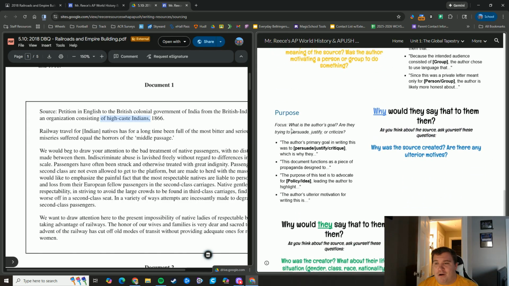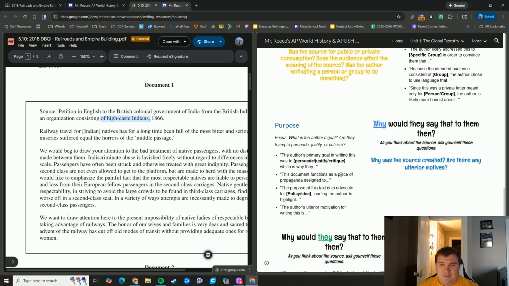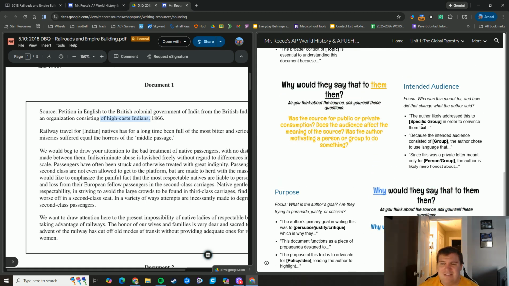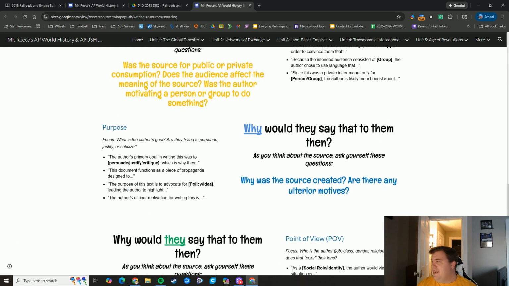Can you use purpose? Yeah, you can. You can say the author's primary goal in writing this was to persuade the British to not change the railroad card situation, which is why they would write a letter, trying to be nice to them first. Intended audience, you can do this. It doesn't really lend itself to anything, but you can try. It's something that you want to do. So that is that. So let me get out of this.